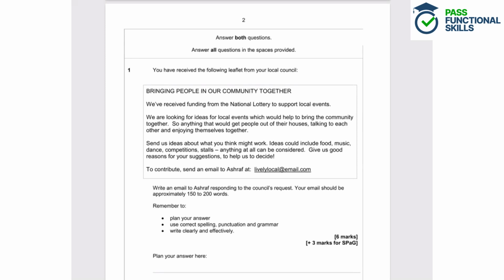Remember that you will have 2 questions to answer in your exam and you will need to answer both questions. Make sure that you're answering both so that you can get as many marks as possible.